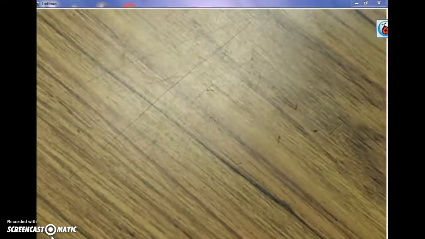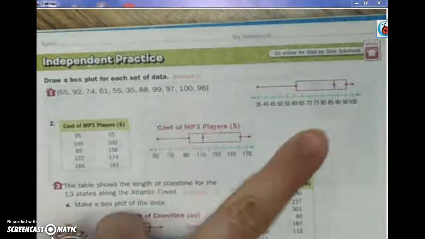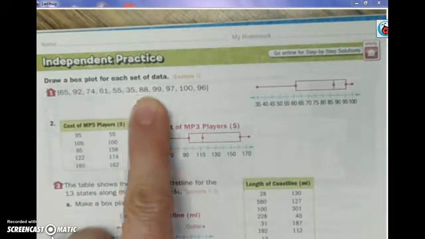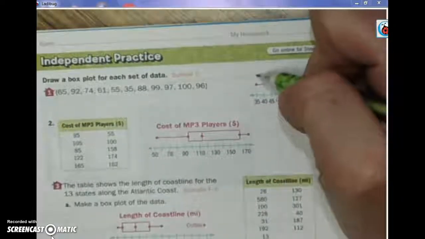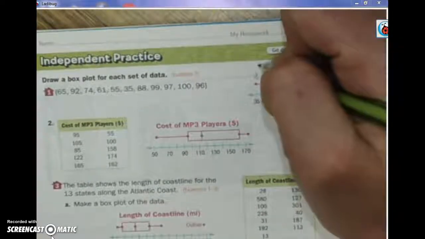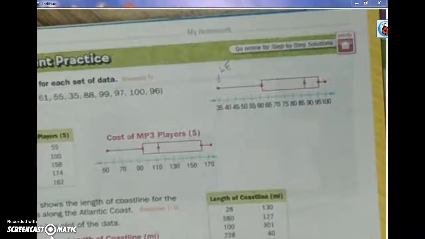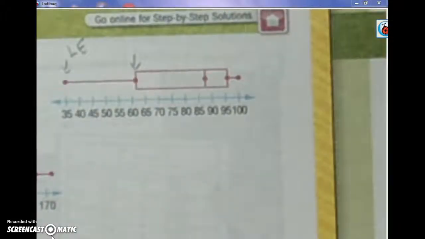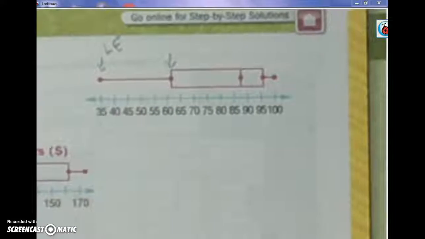Okay guys, welcome back. I hope you were solving it quietly and you listened to the sub. So if we take a look at this, the first thing we had to do was put our data in order from least to greatest. And when you did that, you should have found that your smallest number, which is your lower extreme, was 35. Let's make that a little bit bigger so you can see it. Your Q1 was right by the 60. Let me solve that really quick and I'll bring it back.